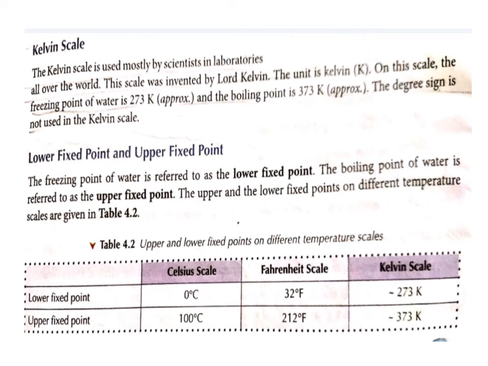So let's have a look at all these different scales and their lower fixed points and upper fixed points. In the Celsius scale, the lower fixed point is 0 degrees Celsius. In the Fahrenheit scale, 32 degrees Fahrenheit. In the Kelvin scale, 273 Kelvin. Upper fixed points are as follows: 100 degrees Celsius in the Celsius scale, 212 degrees Fahrenheit in the Fahrenheit scale, and approximately 373 Kelvin in the Kelvin scale.